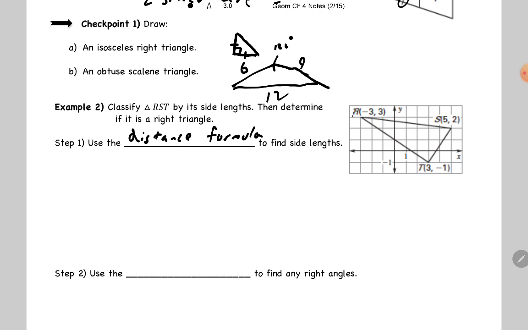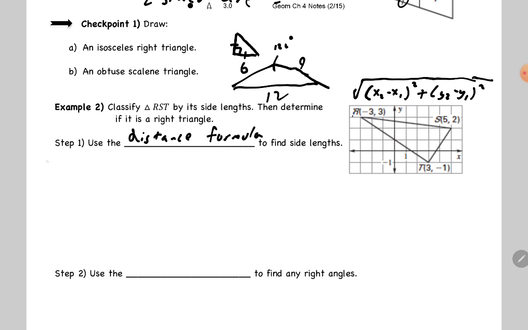So remember the distance formula, let's write it up here, is the square root of x2 minus x1 squared plus y2 minus y1 squared. Okay.